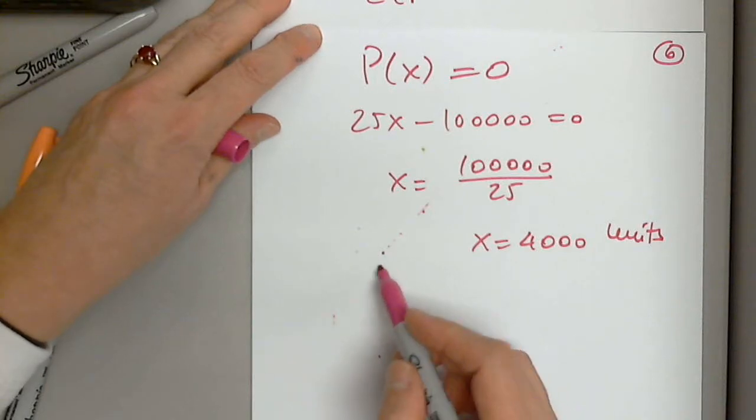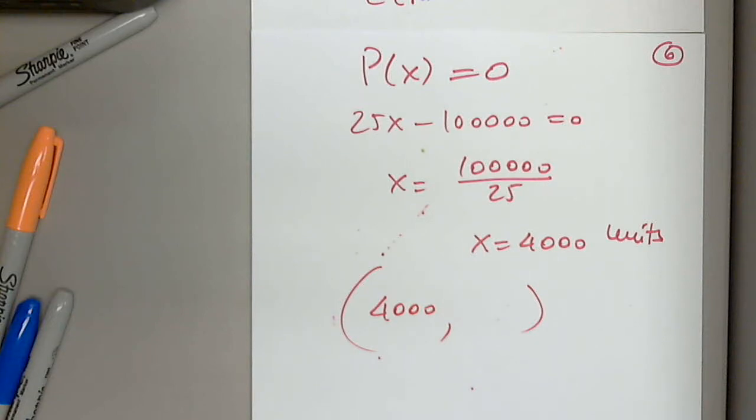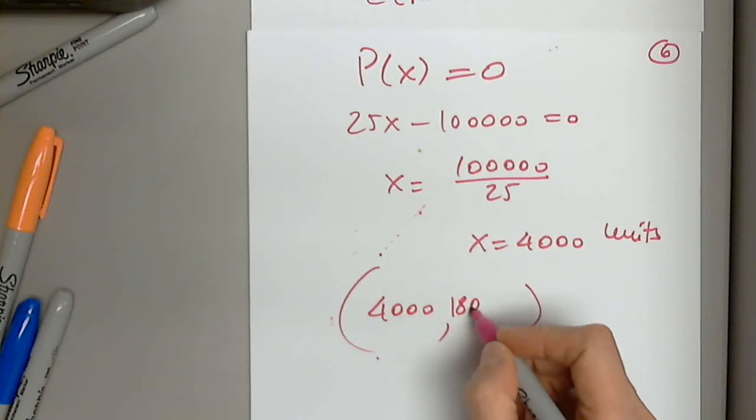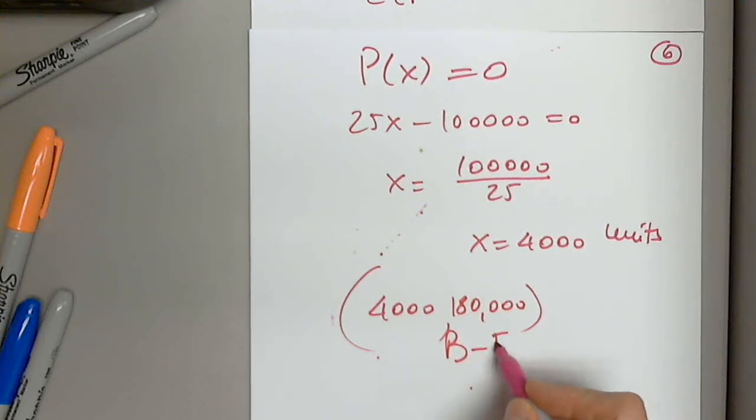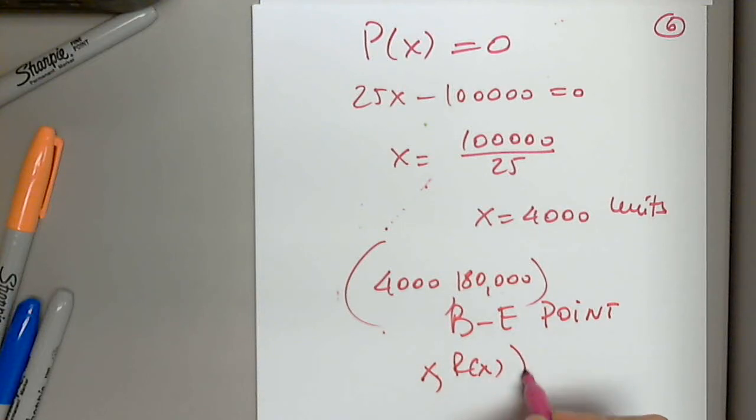So what is the break-even point? The break-even point does not have the y-coordinate as the profit, but the revenue. So the break-even point says x, comma, revenue of x. So we have 4,000, and I multiply it by 45. So this is 180,000. So this is the break-even point. In other words, x, comma, revenue of that x.